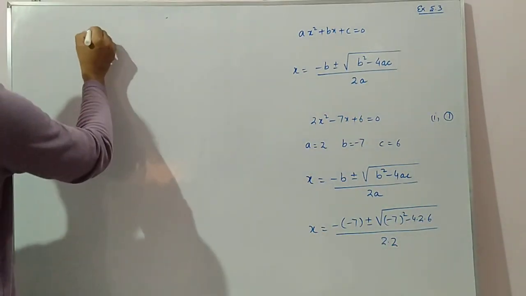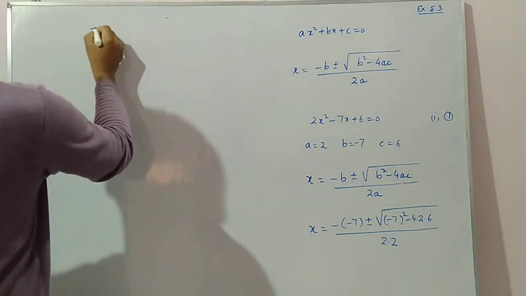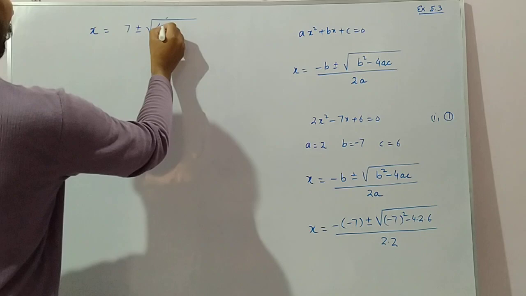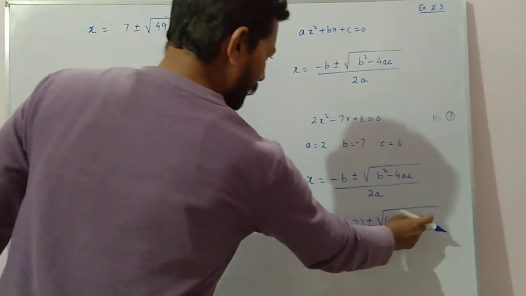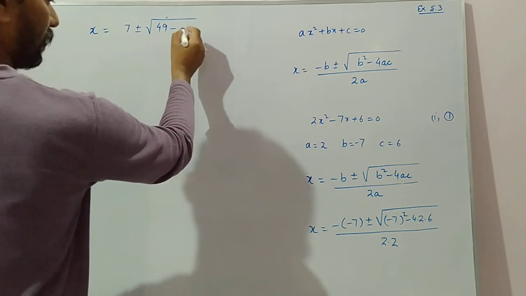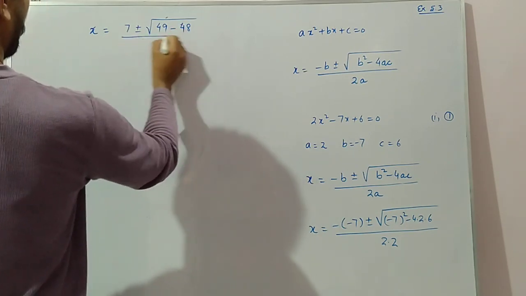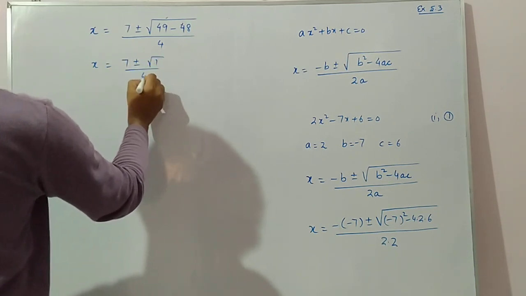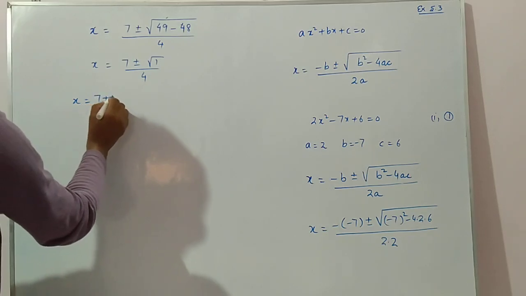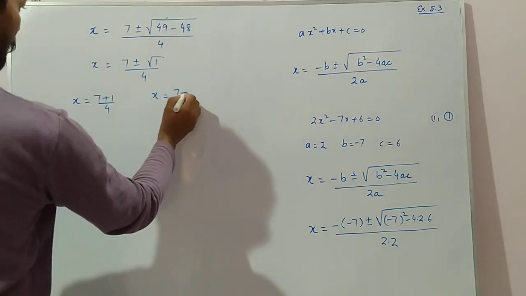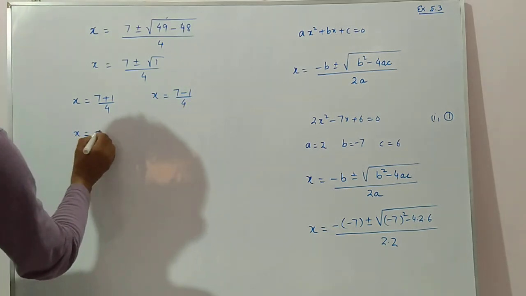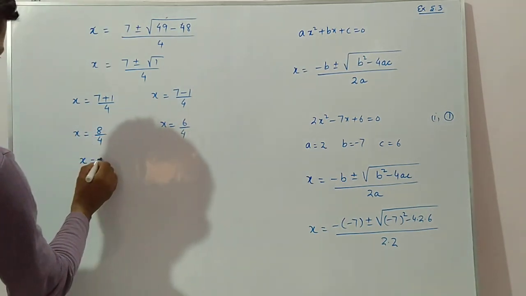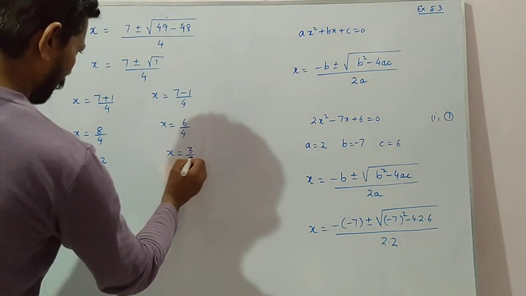So here we will get x equal to 7 plus or minus root over, this is 49 minus 4 2s are 8, 8 into 6, that is 48, by 4. So x equal to 7 plus or minus root over 1 by 4. x equal to 7 plus 1 by 4, x equal to 7 minus 1 by 4, x equal to 8 by 4, x equal to 6 by 4, x equal to 2, x equal to 3 by 2.